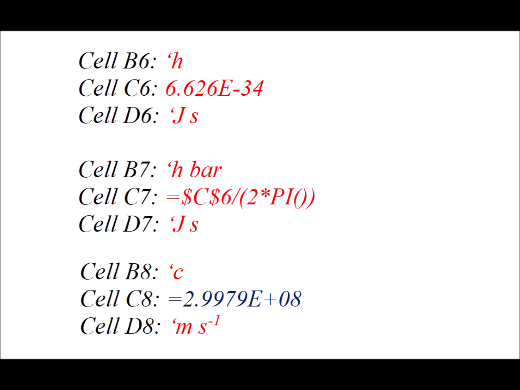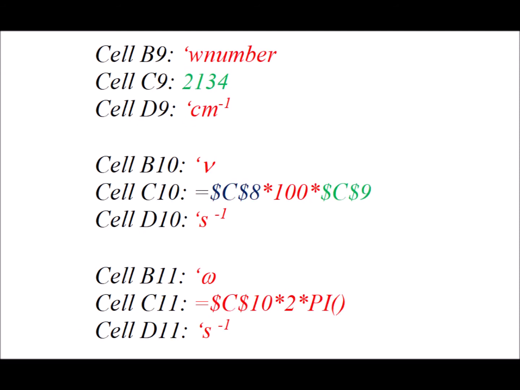In cell B7, now we have H bar. We calculate the value of that in cell C7, and then again, the units for this quantity in cell D7 are going to be joule seconds. In cell B8, we have the label speed of light. Cell C8 is the value, and then in D8, we have the units meters per second. In cell B9, we put the label W number for wave numbers. In cell C9, we put 2134, which is the value for carbon monoxide. In cell D9, we put the label inverse centimeters.